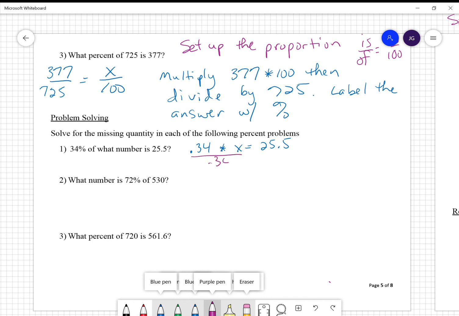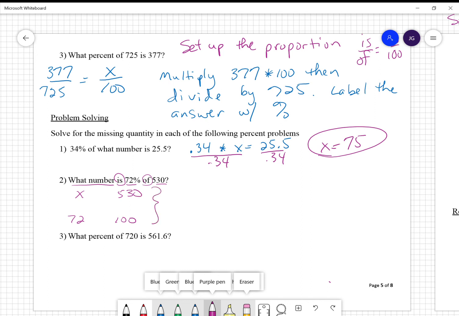Divide both sides by 0.34. X equals 75. I don't put percent because I wasn't looking for percent. Second one, I will use the box method. What number is 72% of 530? So what number is X? 72% is 100 and 530.